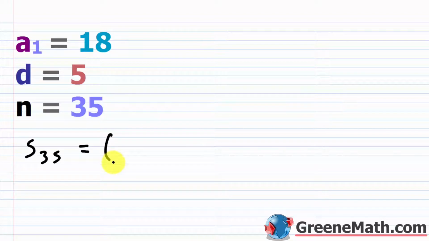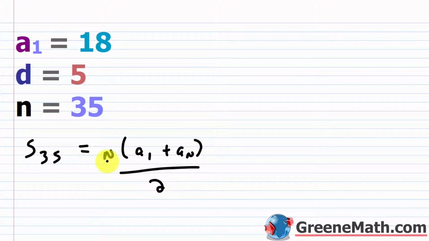So we have n, let me just slide this down. So n times the quantity, you have your a sub 1 plus your a sub n, over 2. Okay, so what's n? It's 35, so you can go ahead and plug that in. What is a sub 1? We know this is 18, okay? But what is a sub n?